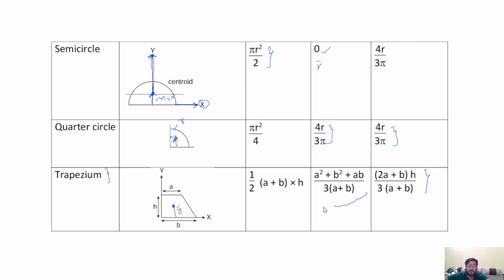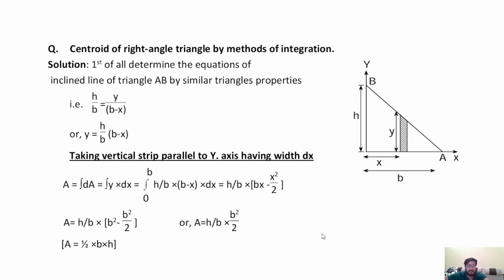We will delve into practical examples such as determining the centroid of a right angle triangle by the method of integration to find the centroid coordinates, or centroidal coordinates. So we consider first the right angle triangle, having base b and height h, and first of all, we consider the strip that is parallel to the y-axis and the height of this strip be y.